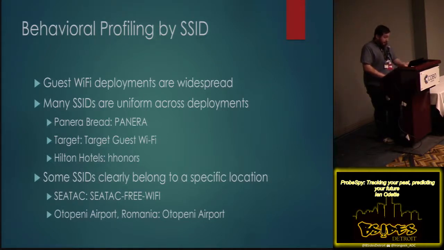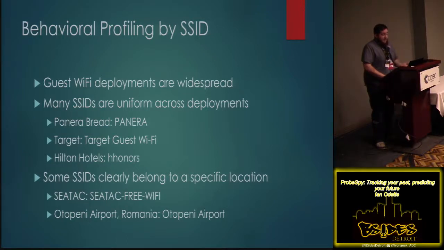For example, SeaTac Free Wi-Fi is a guest deployment that's at SeaTac Airport, and Otopani Airport in Romania, I think I'm pronouncing that right, is Otopani Airport. So, just by looking at the names of the networks, we might be able to make educated guesses about what the person is doing, what kind of businesses they patronize, or at least what kind of businesses they've visited, places they've been, etc.